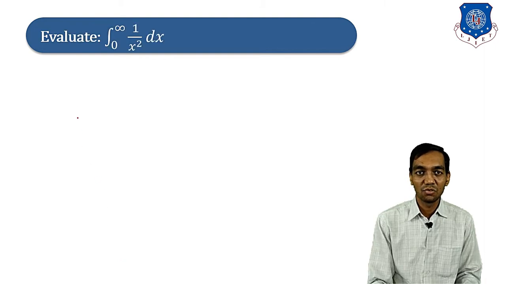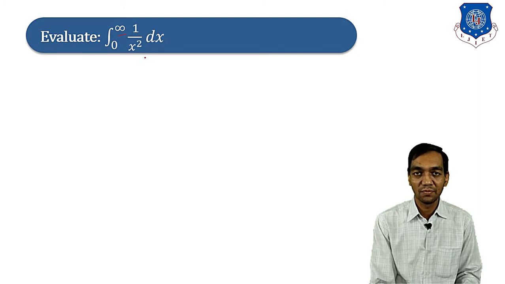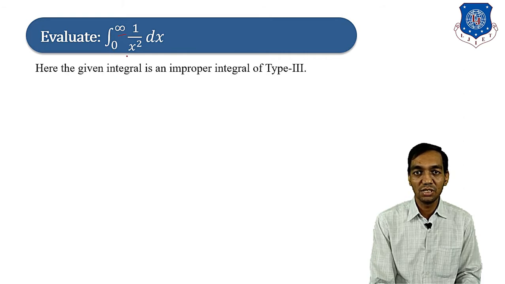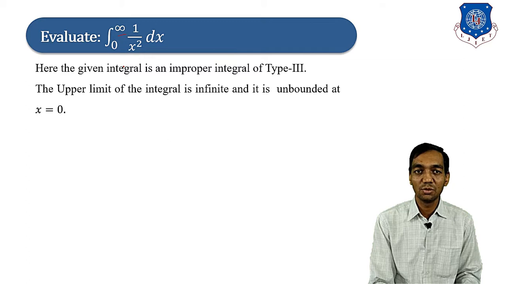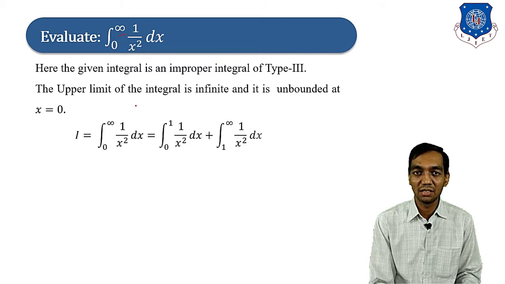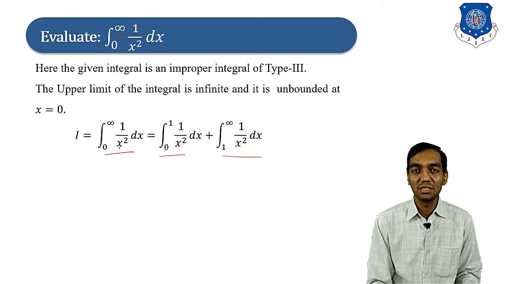And if you have a type 3, we are going to start the evaluation of the integration from 0 to infinity, 1 upon x square dx. This function is not defined at 0 and the upper limit is infinite, so this integration is a type 3 integration. So we are going to write this integration as two separate integrations: you have to break your integration at any point in between 0 to infinity. So we are going to break it at 1. The first integration is 0 to 1, 1 upon x square dx. The second integration is 1 to infinity, 1 upon x square dx.